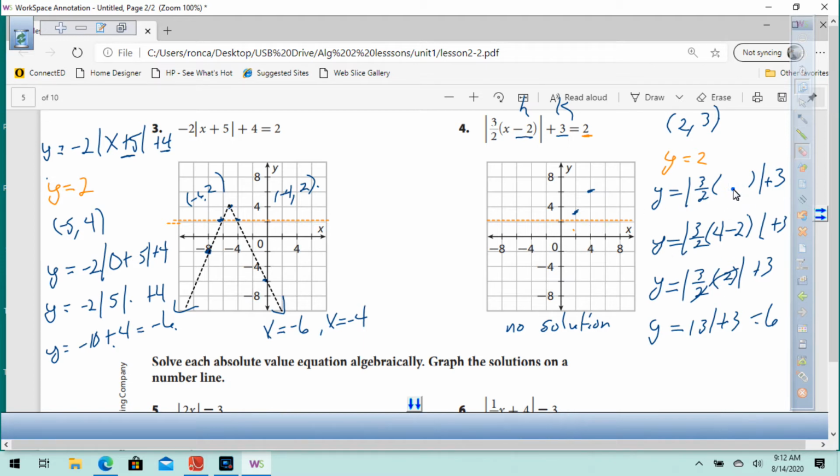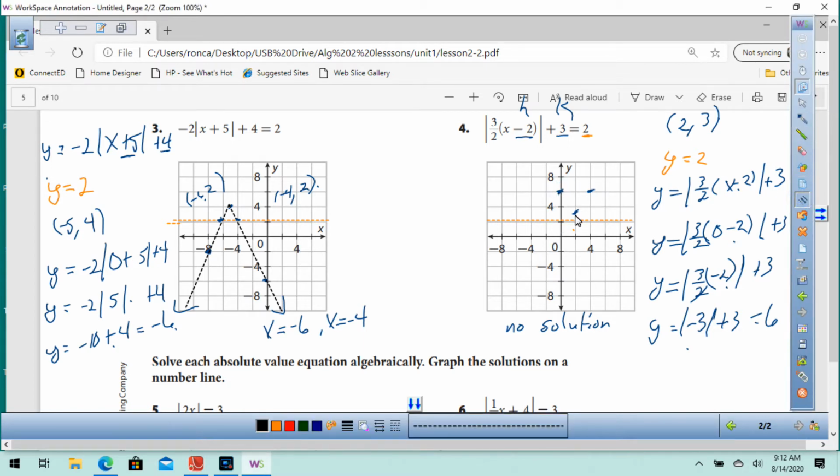And then let's see here. I'll just use 0. That was x minus 2. I'm going to put a 0 in there. 0 minus 2. All right, that's going to give me negative 2, which will give me negative 3. Well, the absolute value of negative 3 is 3, and 3 plus 3 is 6. So I got 0, 6. And here's my equation.